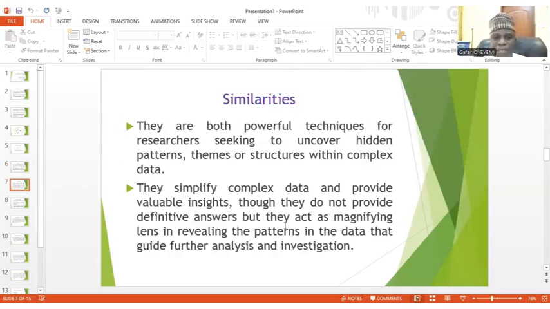Look at the similarity. They are both powerful techniques for researchers seeking to uncover hidden patterns, themes, or structure that may be within complex data. They simplify complex data in such a way that they provide insights. Though they do not provide definitive answers, they act as a magnifying lens in revealing patterns in the data. And this will definitely guide the researchers in further analysis or investigation.